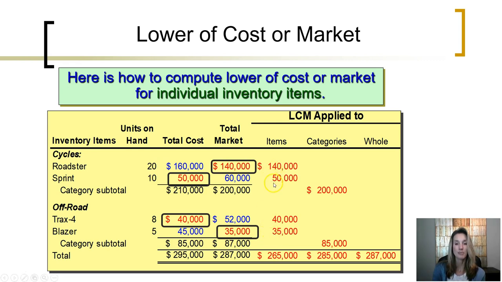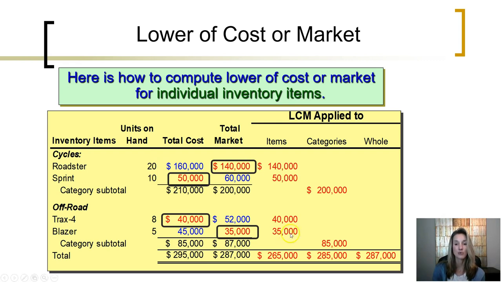If we add up the lower of the cost or market as applied to individual inventory items, the total amount that generally accepted accounting principles indicate we should be reporting for the value of our inventory on the balance sheet at the end of the period is $265,000.